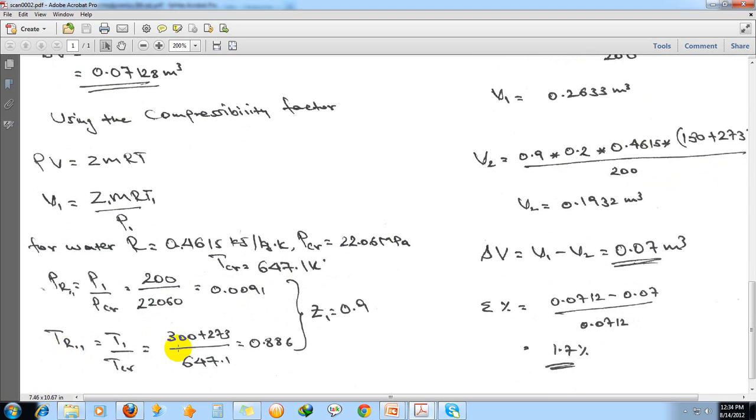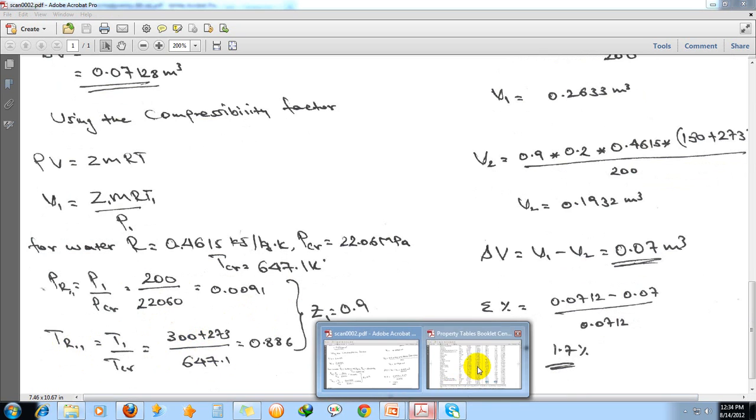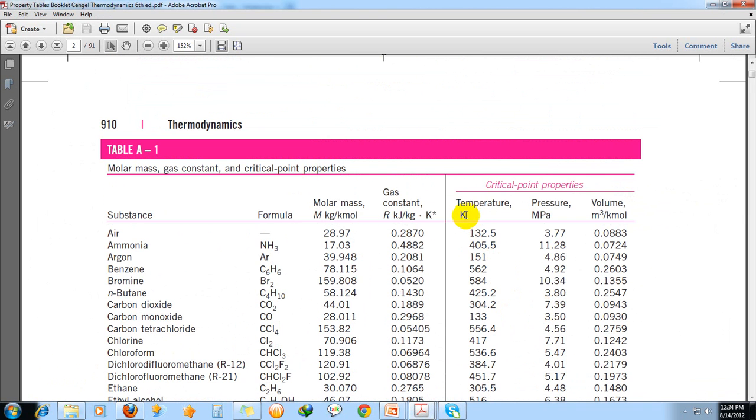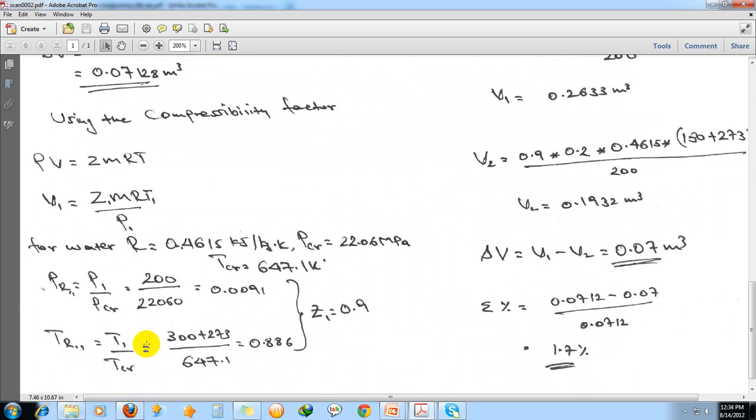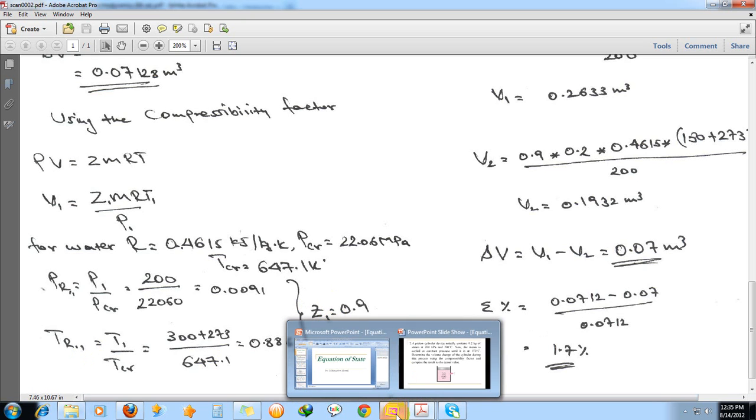Again, TR. The temperature must also be in Kelvin, so we have to convert the given temperature into Kelvin. TR is equal to T1 over T critical, which means 300 plus 273, converting into Kelvin, divided by T critical, and it's around 0.886. Now, using these two values, PR and TR, we can read Z from the previous charts.